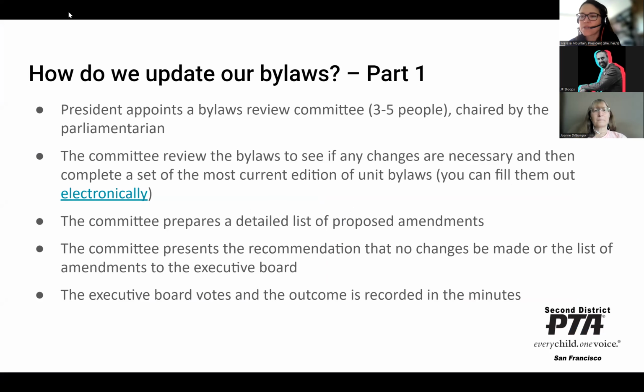Okay, so how do we update the bylaws? It starts with that committee. So you and at least one other person can share the committee just simply to review them. If you come up with a detailed list of changes or amendments, you would present that first to your board, and your board actually votes to approve those changes that you would like.